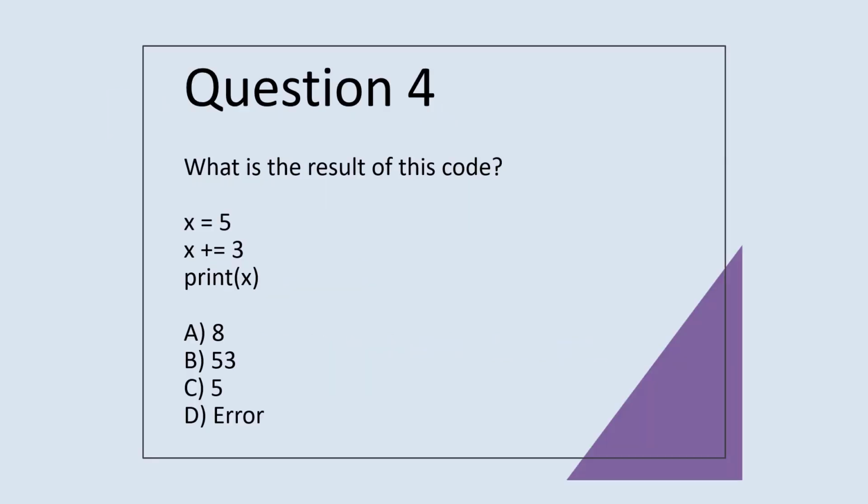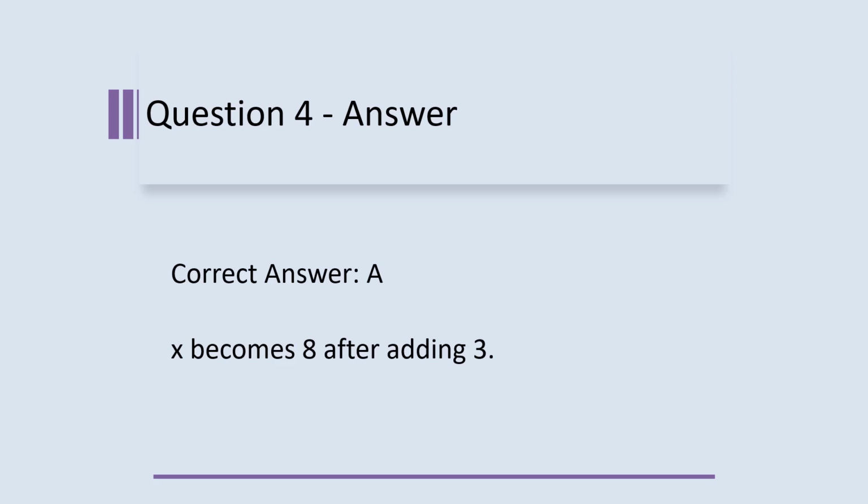Question 4. What is the result of this code? x = 5, x += 3, print(x). A: 8. B: 53. C: 5. D: error. Correct answer A. x += 3 means x becomes 8.